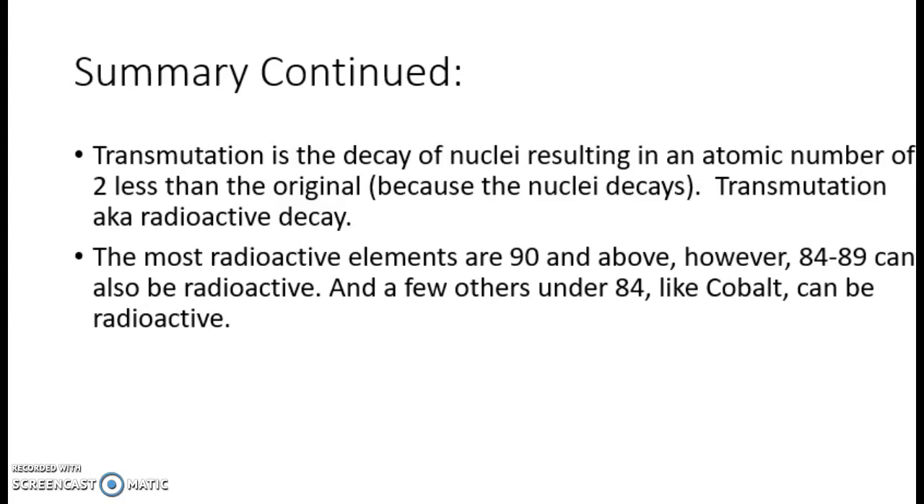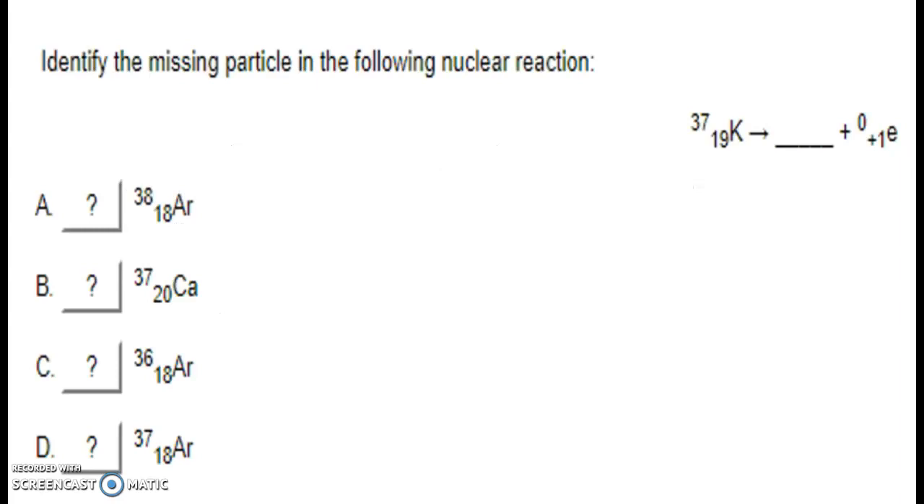Transmutation is the decay of the nucleus, resulting in an atomic number of 2 less than the original. It's also known as radioactive decay. The most radioactive elements are 90 and above. However, 84 through 89 can also be radioactive, and a few others under 84, like cobalt, can be radioactive.